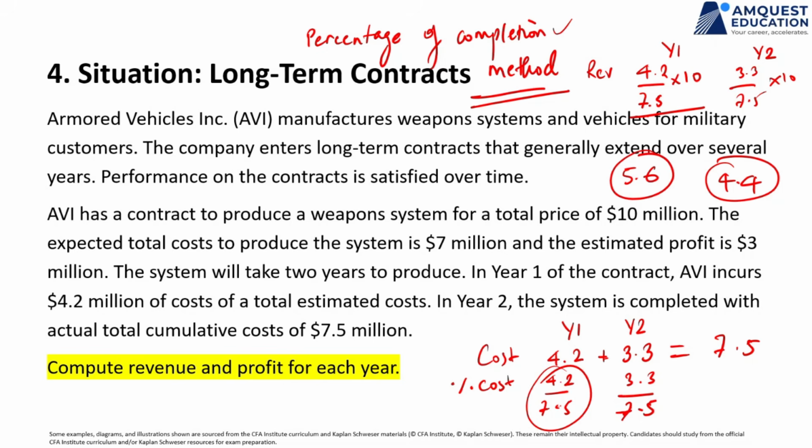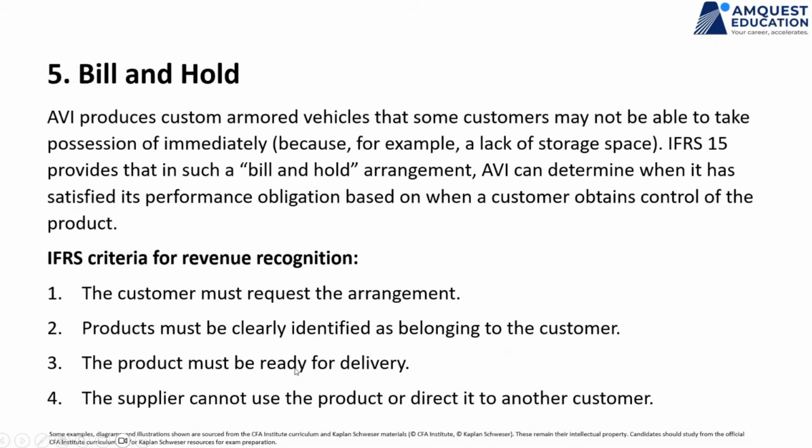So we know the cost is 4.2, the revenue is 5.6, the profit therefore is 1.8 in year one, and the profit for year two will be 4.4 minus 3.3. So the profit for year two will be 4.4 minus 3.3, 1.1, right? So that is 2.9. So that gets adjusted for our 4.4 minus 3.3 as your cost and revenue. So percentage of completion typically says split your cost.